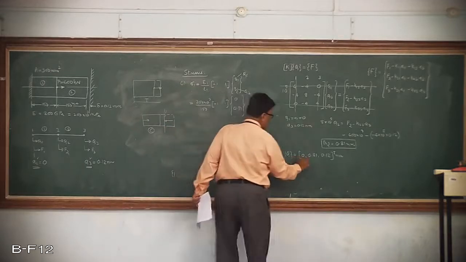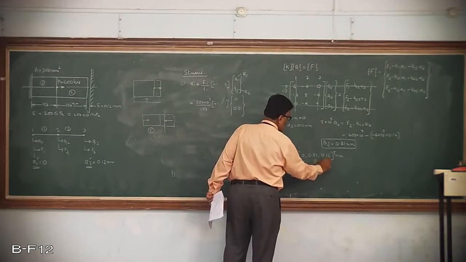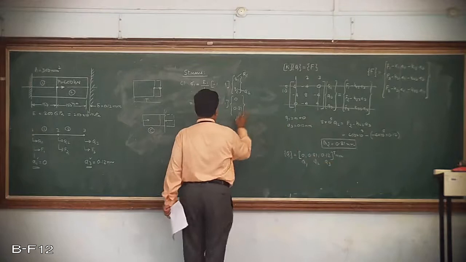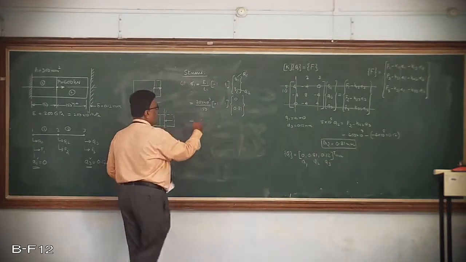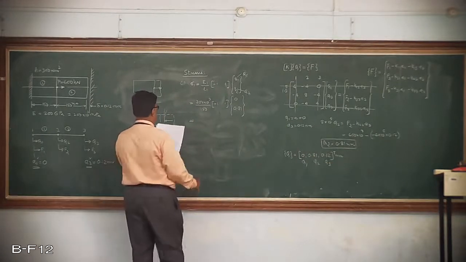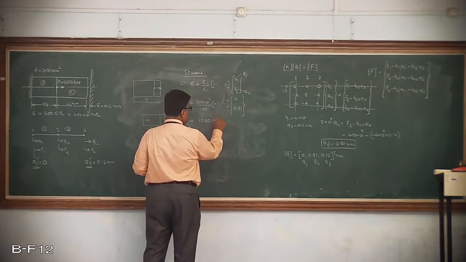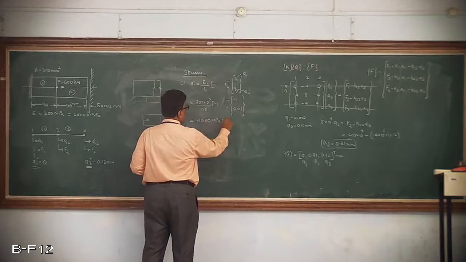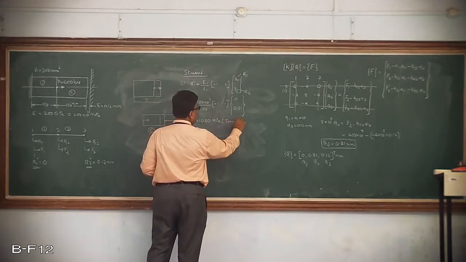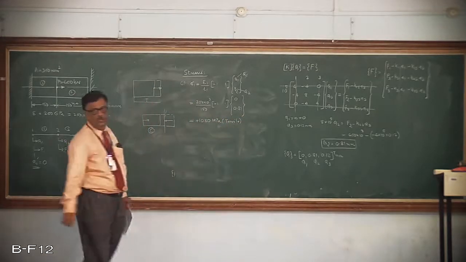Here, this is Q1, this is Q2, and this is Q3. So when I calculate this, I should get a tensile stress of 1080 megapascal. Here, this plus sign indicates that the stress is tensile in nature. This is what is going to be shown here.